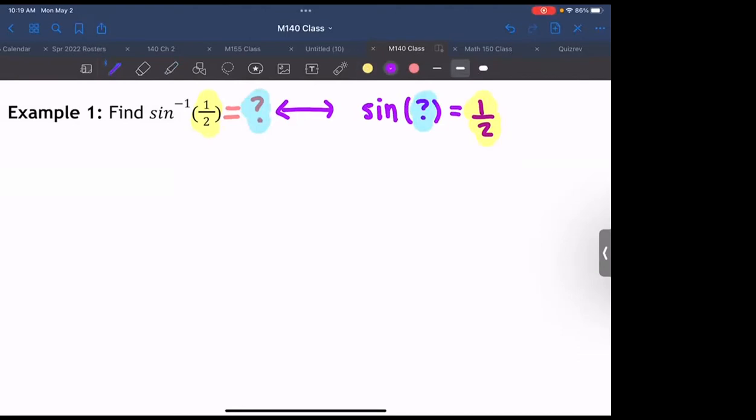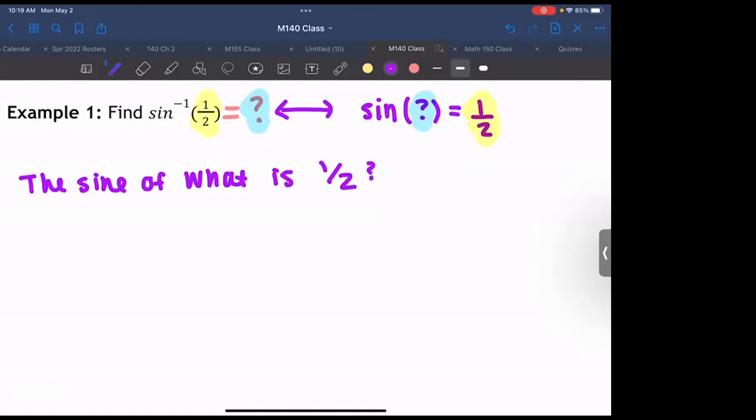So whenever you see this notation, I always like to write on the side, sine of what angle equals 1/2. If you like thinking of things in words, another thing I like to think in my head is, the sine of what is 1/2. I like seeing it symbolically, it makes more sense to me, but if you want to think of it, the sine of what angle equals 1/2.